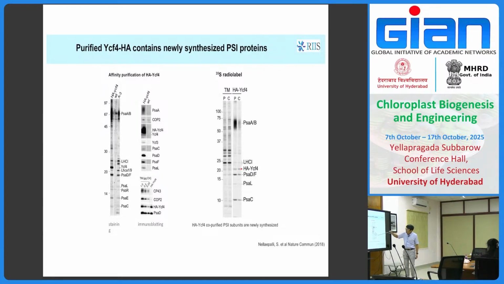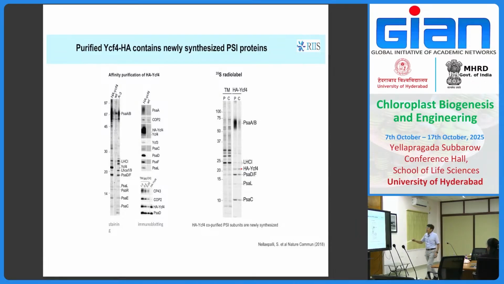These are confirmed by immunoblotting: PSA-A, C, D, F, L, no PS2, almost nothing, and some LHC1. So my question to you is, what does this difference of the polypeptide pattern compared with the purified YCF3 polypeptide pattern mean?